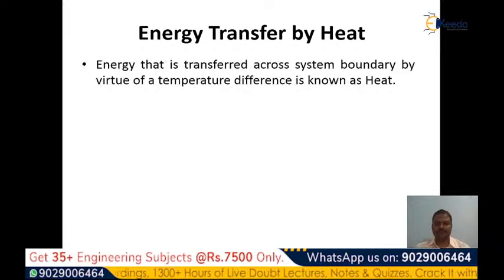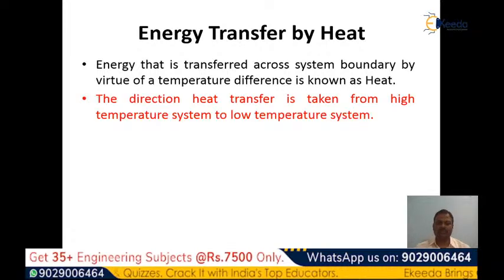As I told you, energy that is transferred across the system boundary by virtue of temperature difference is known as heat. The direction of heat transfer is always from a higher temperature to a lower temperature system. Usually this heat transfer takes place from a body at higher temperature to a body at lower temperature, or from a region of higher temperature to a region of lower temperature within the body. There are mainly three modes of heat transfer, which are conduction, convection, and radiation heat transfer.